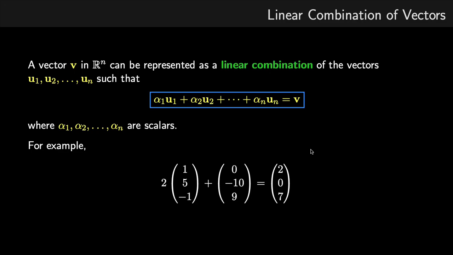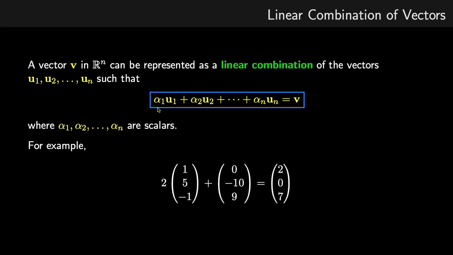Hi, in this video I'm going to talk about linear combinations of vectors. Now a vector v in a Euclidean space Rn can be represented as a linear combination of vectors u1 up to un, which are also in our vector space, such that this applies. So here alpha 1, alpha 2, etc. are just scalars, so they'll be real numbers.